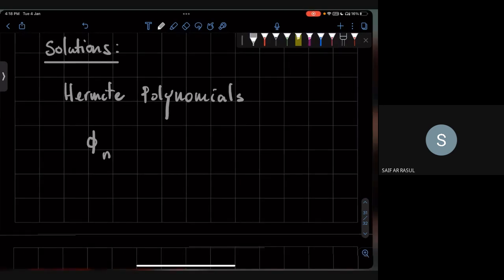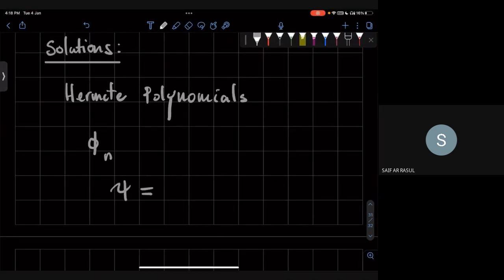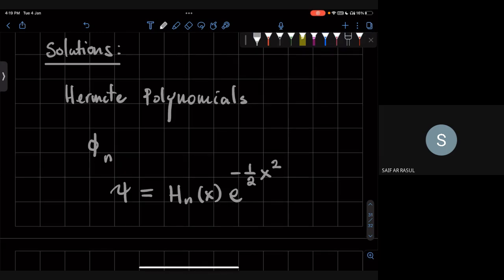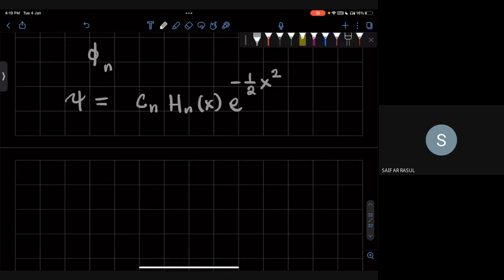polynomial. So our solutions are going to be Hn of x times e to the power minus half of x squared. This will be the form of our solution, and there is some normalization constant like C of n. Now you can work out what these are. For the zeroth energy, n equals 0, using our recursion relationship, you can work this out.